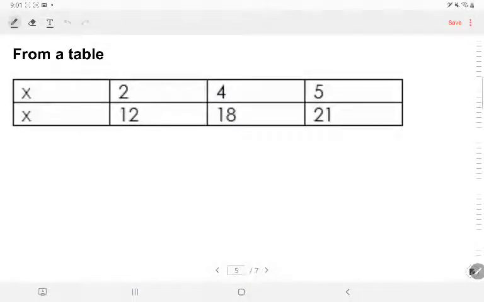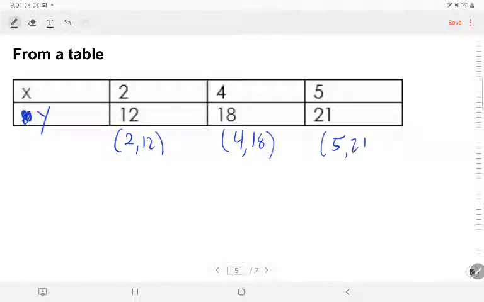I can do it from a table, the same way that I just did it, right? These should be y's, sorry. So I have my x's and I have my y's. So this would be just like saying 2, 12, and this one would be like saying 4, 18, and this one would be 5, 21.